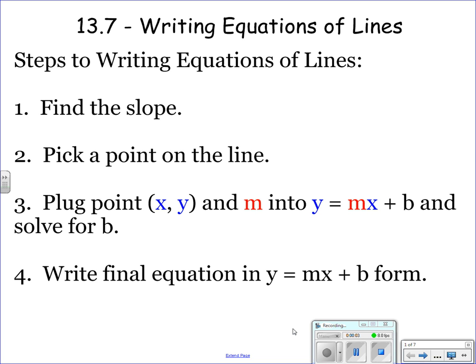Today we're going to be talking about writing equations of lines and the steps to writing the equations of lines. First, find the slope. Second, pick a point that's on the line. Plug the point x and y in for x and y, and m in for m. Solve for b. And then write the final equation in y equals mx plus b, where you fill in m and you fill in what you've just found for b.